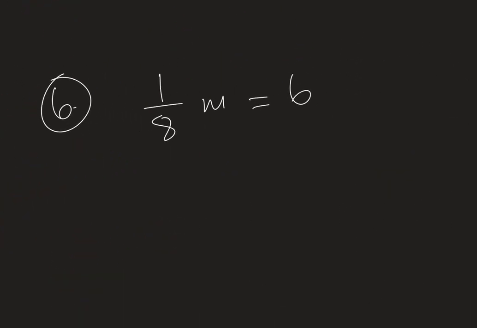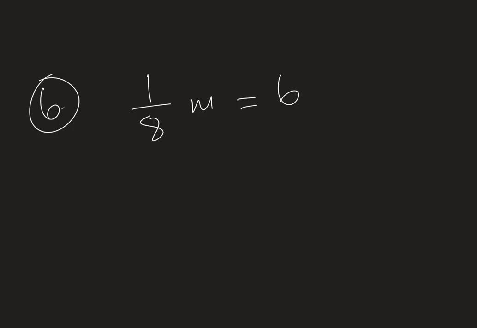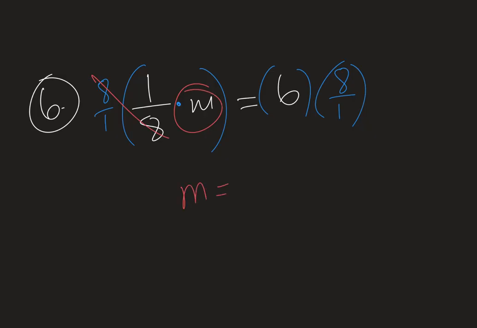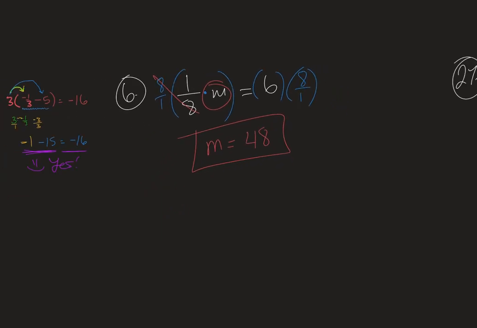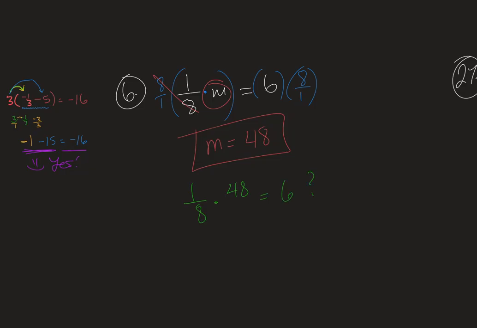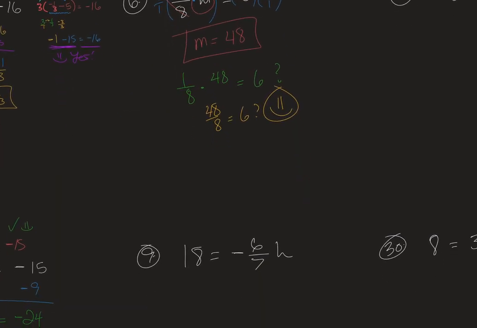Number 6. 1/8 m equals 6. This is multiplying. We can multiply by the reciprocal, and the reciprocal is 8 over 1. So this is really just m equals 6 times 8, which is 48. And to plug this in, all I'm going to do is 1/8 times 48. Does that equal 6? Well, does 48 over 8 equal 6? Yes, it does. We're good to go.